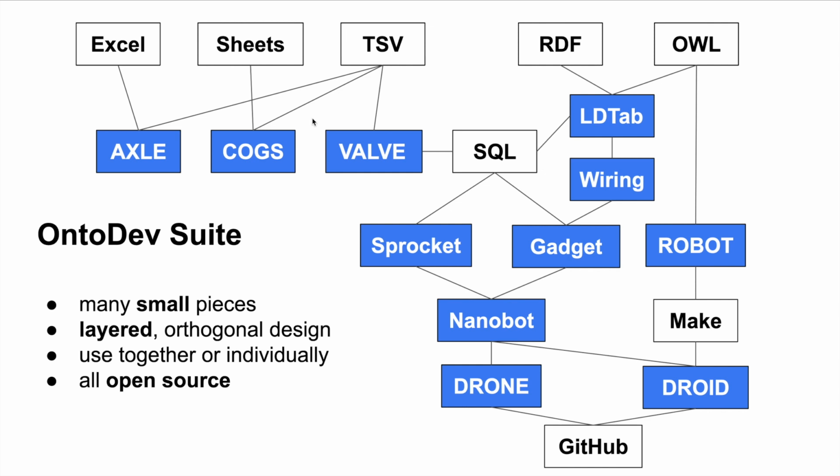So that's the OntoDev suite, taking your data, moving it through these different little tools, each layered and orthogonal, use them together or use them separately. All of them are open source, and then connecting up to your version control tool and back to your data.